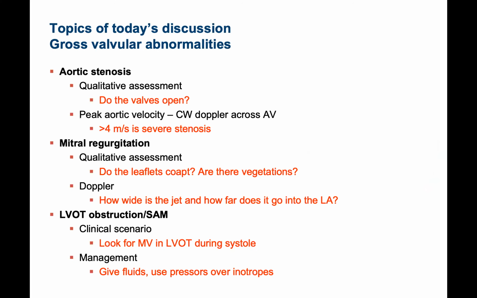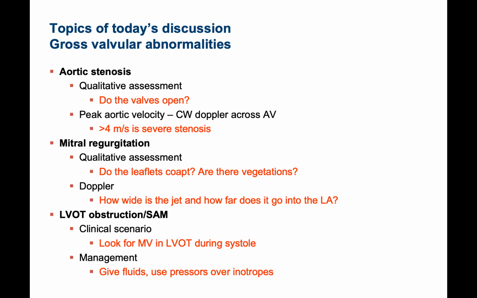All right, so topics for today's discussion. Again, we talked about gross valvular abnormalities: aortic stenosis, mitral regurgitation, and LVOT obstruction, or SAM. For a qualitative assessment of aortic stenosis, we ask ourselves, do the valves open? For peak aortic velocity, we put continuous wave Doppler across the aortic valve, and remember that more than 4 meters per second is severe stenosis.